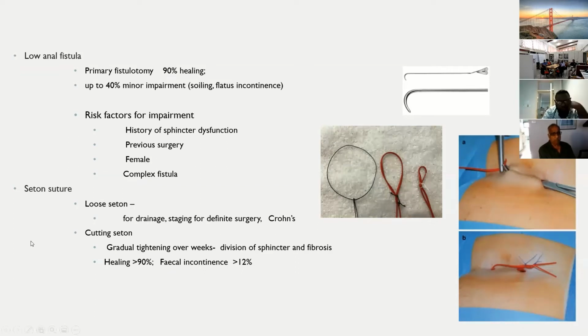After applying the seton, you gradually tighten it either in the office or under anesthetic, depending on the patient's circumstance. This tightens and divides the muscle while fibrosis happens at the proximal end. So when the fistulotomy is completed by cutting seton, the sphincter doesn't spring back, but is held by the fibrosis. The healing is up to about 90%, but there is up to 12% or higher level of fecal incontinence. We have to be aware of that.